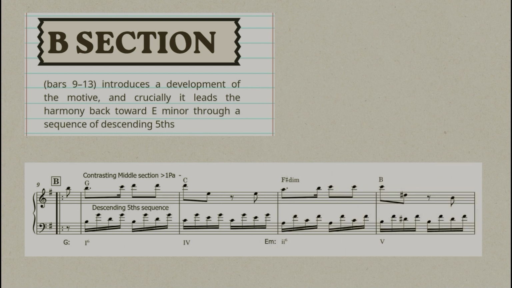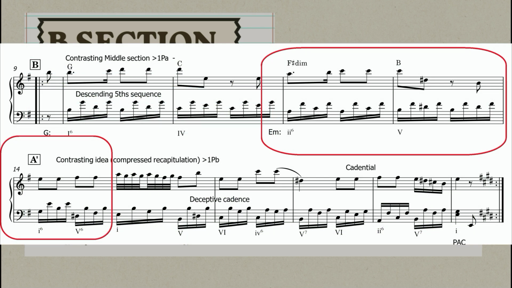The brief B section or contrasting middle, bars 9 to 13, introduces a development of the motif, and crucially, it leads the harmony back toward E minor through a sequence of descending fifths, which are G, C, F sharp, and B. You can see the chords written above the staff on the score. By bar 12, the music transitions from G major through a progression of 2, 5, 1 and 6, and 5 and 6, preparing the return to E minor.